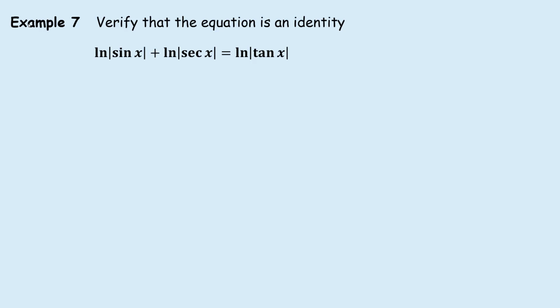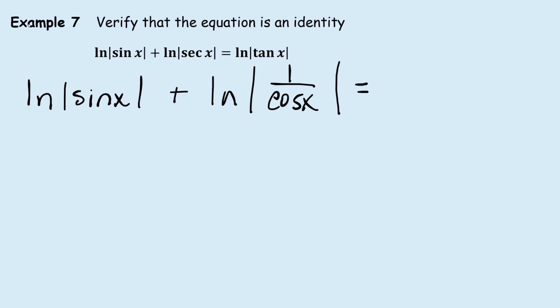And then to figure this out, you want to get the left side to look like the natural log of tangent x. So tangent, remember, is sine over cosine, and secant is 1 over cosine. So I think the first thing that I would do here is just change secant to 1 over cosine. So natural log of the absolute value of sine x plus the natural log of the absolute value of 1 over cosine x. So I just replaced secant x with 1 over cosine.